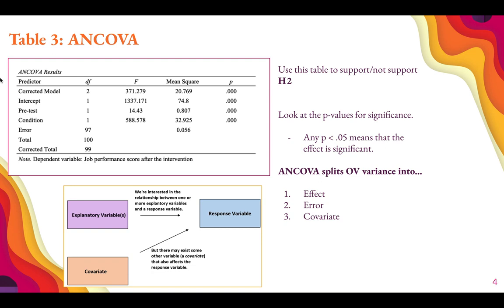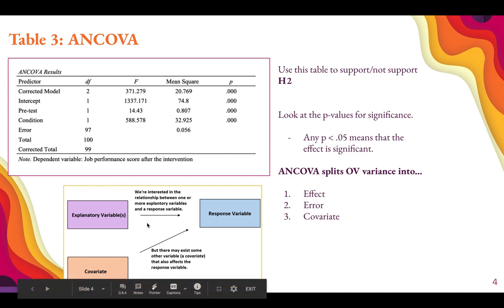So this is how mine looked. And again, keep the format the same and look at the p-values for significance. As we can see here, all of the p-values are significant because all of them are less than 0.05. But one thing to note is that ANCOVA splits the outcome variable variance into effect, error, and the covariate. So it's the main effect of what you're actually looking at. In this case, we want to look at the main effect of the EI training, any error, or any of the variability that we can't explain in the outcome variable, and the covariate.